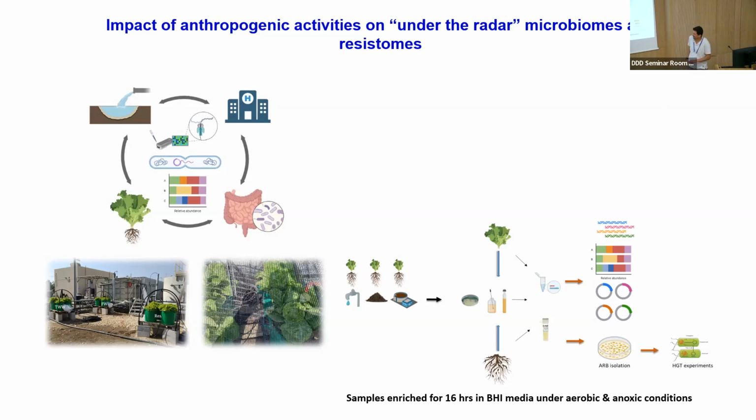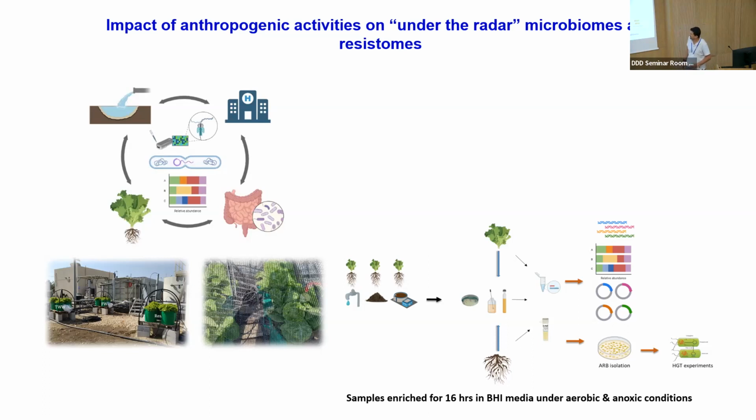And again, here we created these lysimeters with freshwater irrigation, treated wastewater irrigation, and then lysimeters that were amended with poultry manure. And we took this a step further. First of all, instead of using LB, we used a media that's much more indicative of the gut microbiome. We know that the gut has both aerobic and anaerobic zones, so we did enrichment with both. And this is a work in progress.